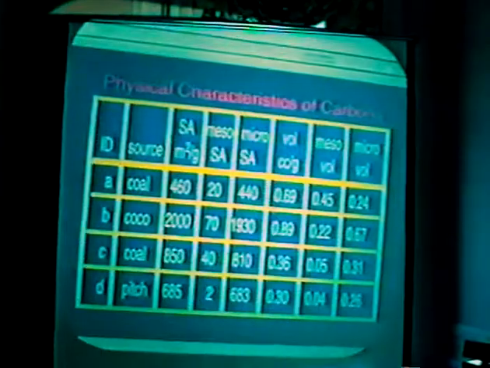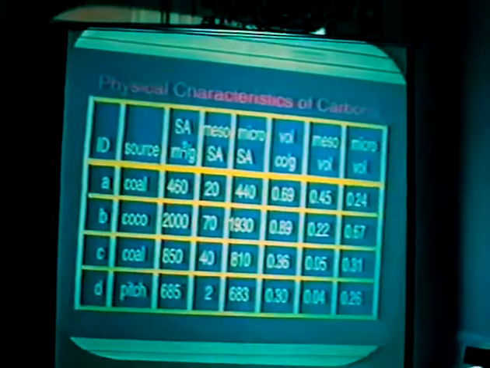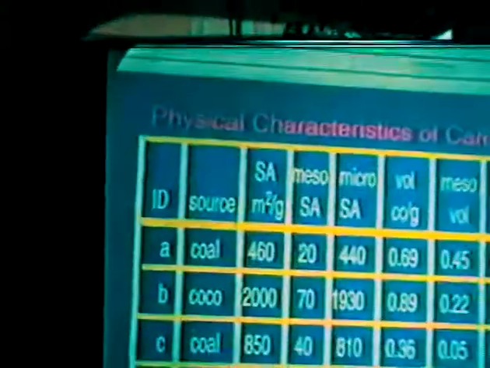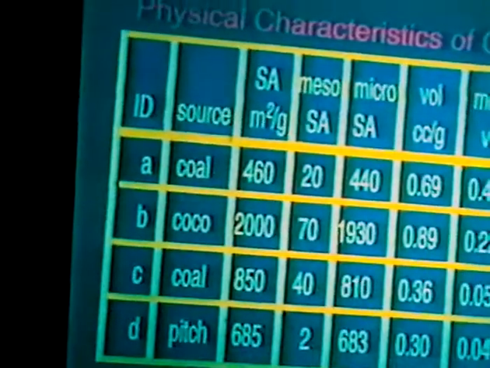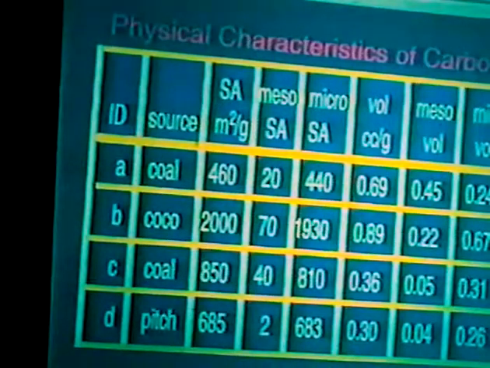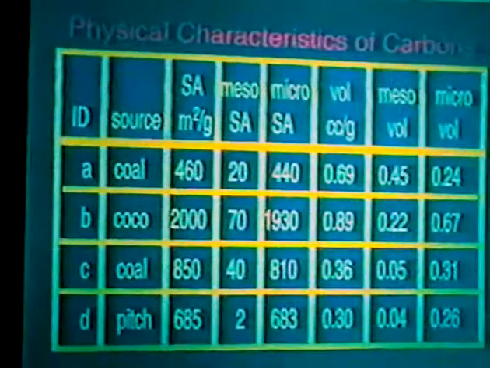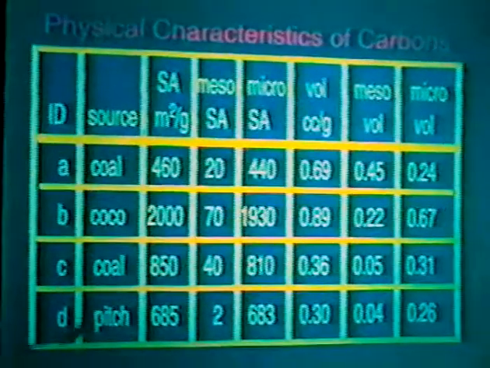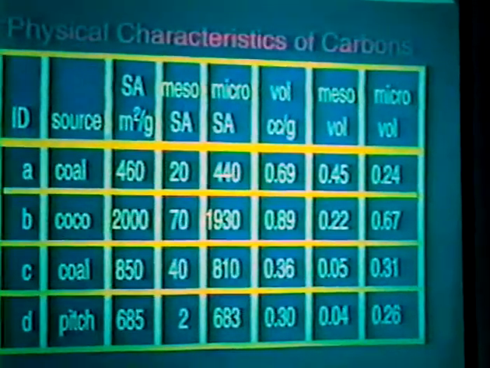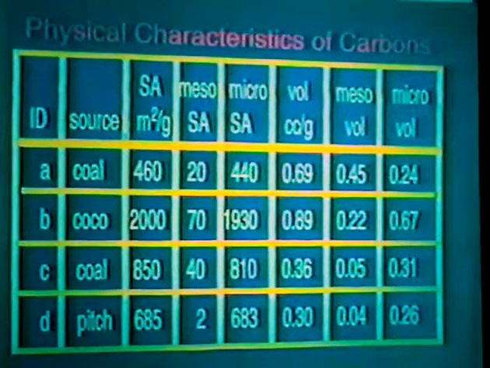Now this next viewgraph is really results, but it is good here because it shows why we chose the 4 carbons that we studied. Basically, again, we wanted to look at carbons from different sources. I will, in later results, identify these carbons by these letters.